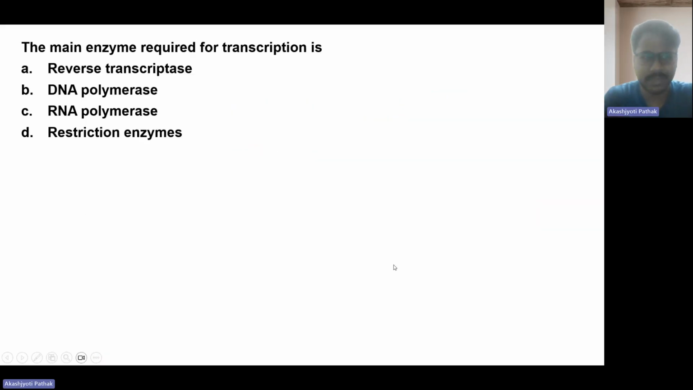Okay, so let's start with the first question. The first question is: the main enzyme required for transcription is, and the options are reverse transcriptase, DNA polymerase, RNA polymerase, restriction enzymes. Just now, as I was going through the topics that were covered, we discussed that the main enzyme involved in transcription is RNA polymerase, right? For replication, the main enzyme was DNA polymerase, and here the enzyme is RNA polymerase, also called DNA-dependent RNA polymerase.